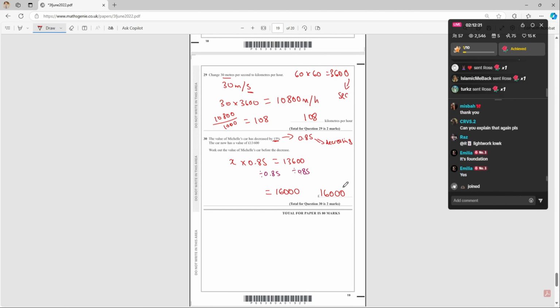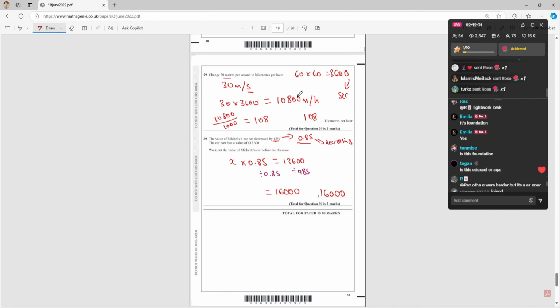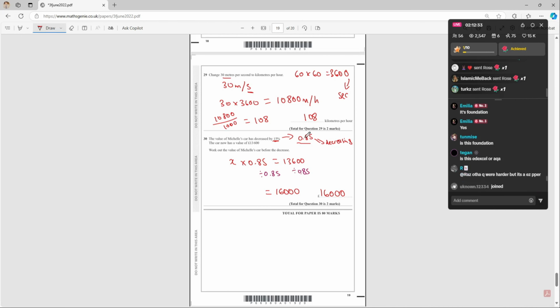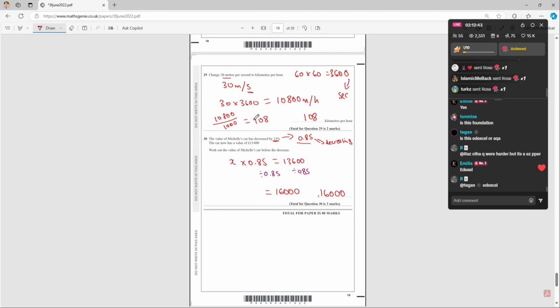So for that last question, you write it as a percentage multiplier. You're decreasing, so it's 0.85. Then you write this as an equation: x times 0.85 is equal to 13,600. And then you need to find the value of x. So you divide by 0.85 on both sides, which gives you 16,000.